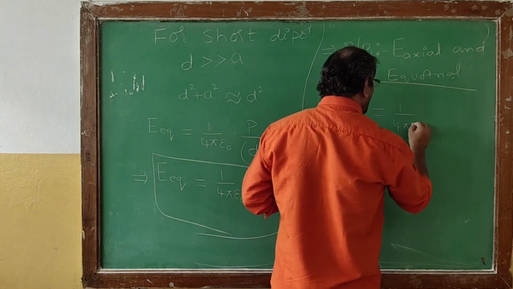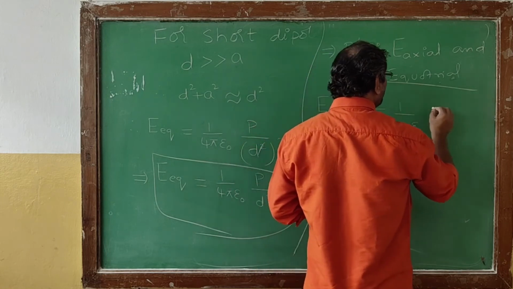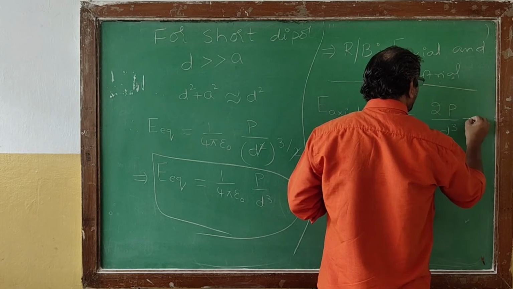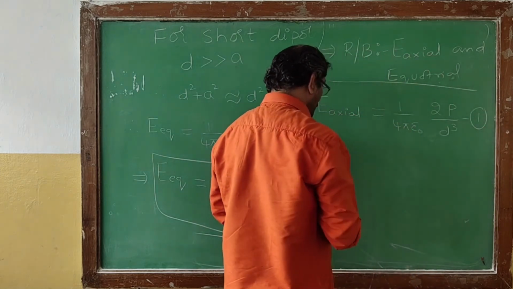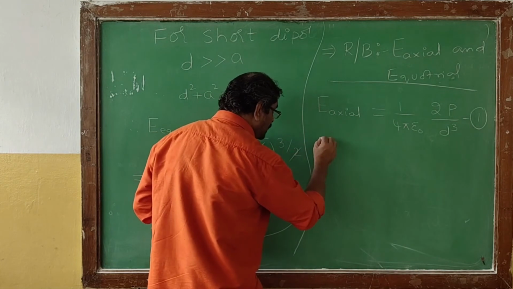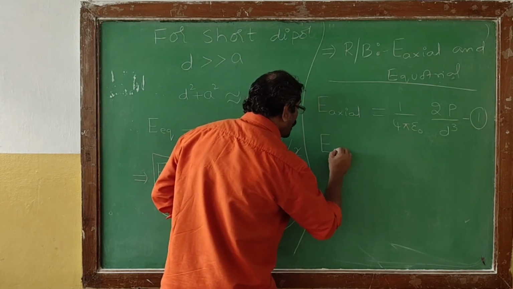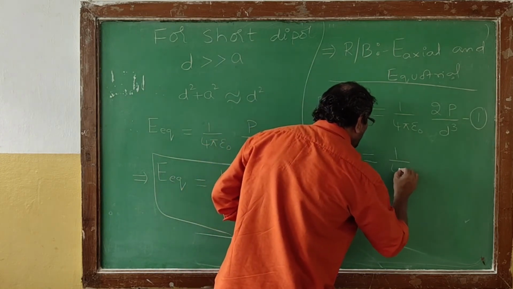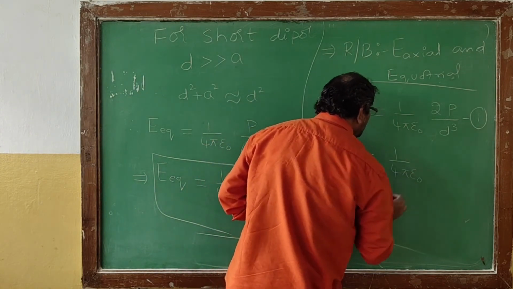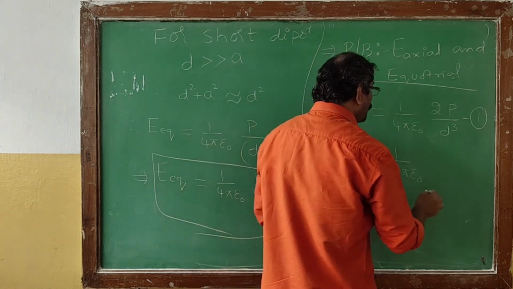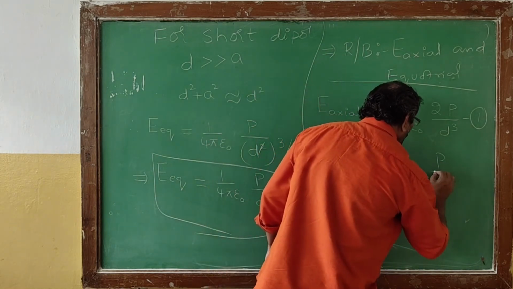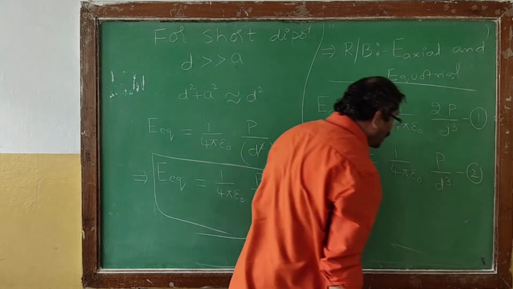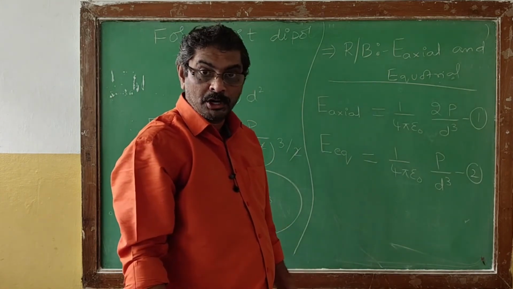1 by 4 pi epsilon naught, 2p divided by d cube, equation 1. Similarly, just now we got the electric field on the equatorial line will be given by the formula 1 by 4 pi epsilon naught, p divided by d cube, equation number 2.